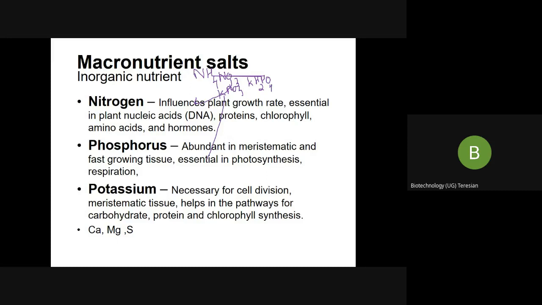So why is nitrogen very essential? Nitrogen influences your plant growth rate. It is a part of your DNA, protein and chlorophyll. It is present in all the amino acids and hormones. Similarly, phosphorus is present abundantly in your meristematic tissue. Meristematic tissues are the fastest growing tissues, and phosphorus is also essential for photosynthesis and respiration. Potassium is essential for the cell division of our culture. It is also required for meristematic tissue, and it helps in many pathways like protein, carbohydrate and chlorophyll.